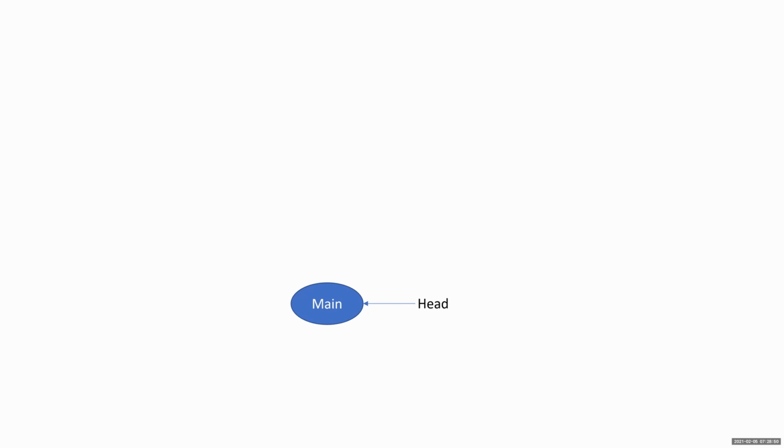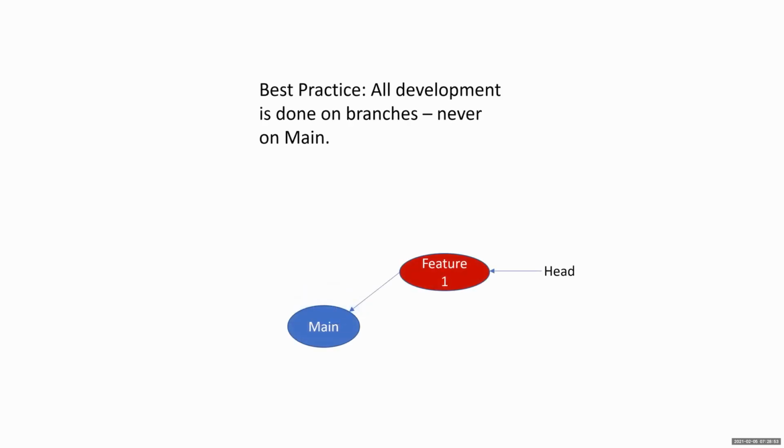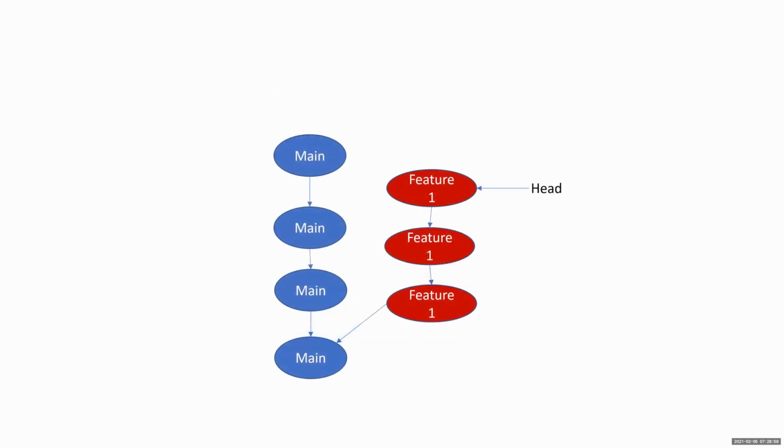So let's go ahead figuratively and create feature 1. And notice that head is now pointing to feature 1, and we can add additional commits to feature 1. Now, notice that there are additional commits to main. We didn't create those. Those were presumably created by other people on our team, and we'll see why that's an issue in just a moment.